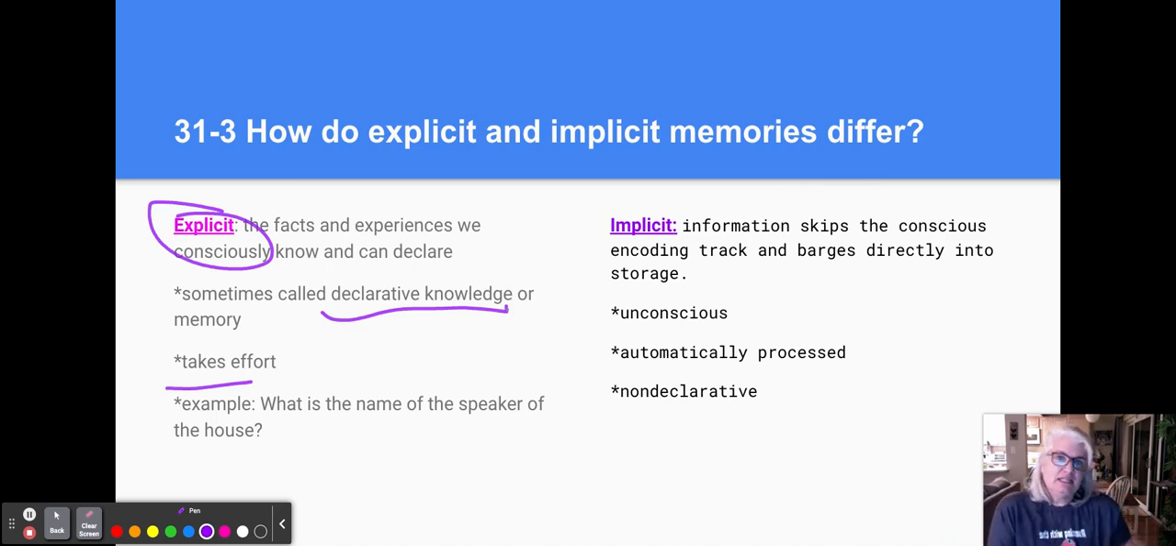Implicit memory basically skips the conscious knowledge that you are learning it, right? So I'm trying to think of examples of this. An implicit learning would be something like recognizing who your family is. Like you didn't consciously say, okay, this is my brother, this is my sister. It just became a part of your knowledge. It is unconscious. It is automatically processed. It's what we call non-declarative, meaning you can't just say, oh, this is what I know. So we'll go over some examples of those in the practice worksheet, but hopefully that helps.